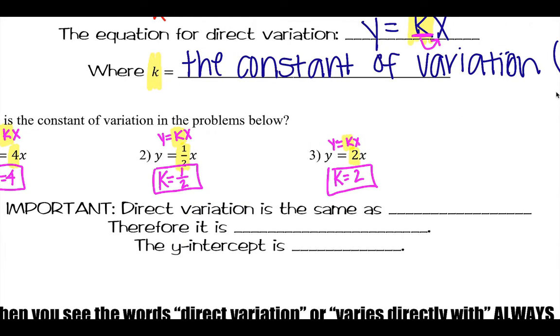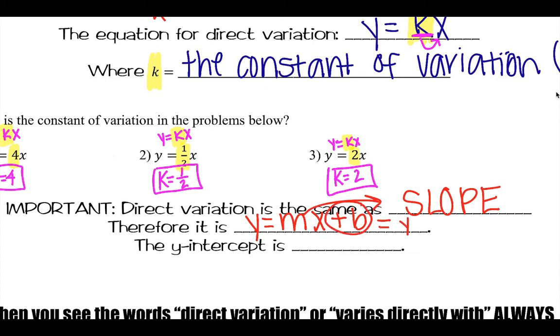Important, direct variation is the same as slope. And again, we have not talked about slope in detail yet. You've talked about it last year. We'll get into that in the next unit, but this is kind of an introduction. It's the same as slope. So y equals mx plus b. Again, we're going to get into this later. M is your slope. B is your y-intercept, where it crosses the y-axis on your graph.